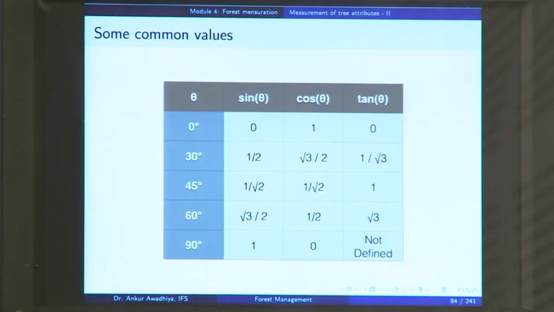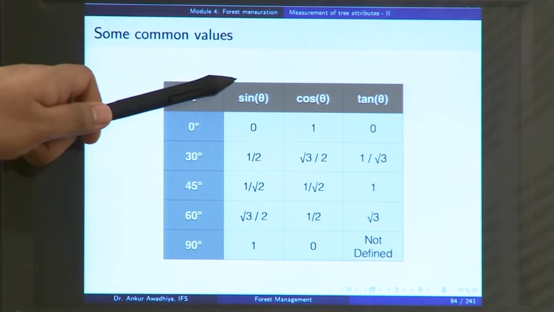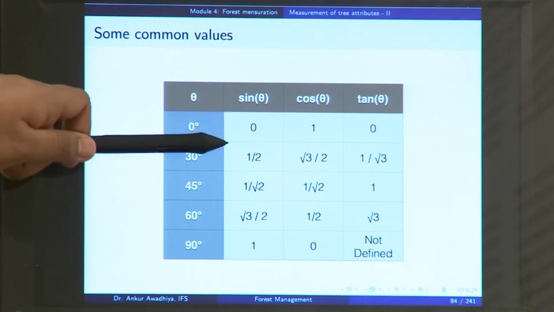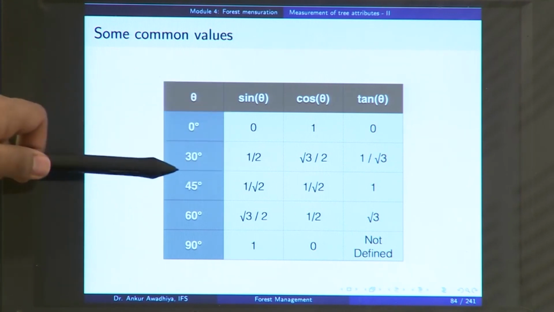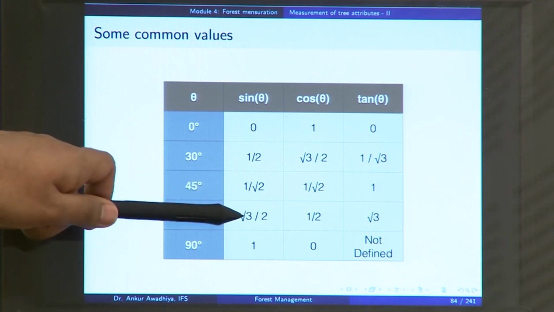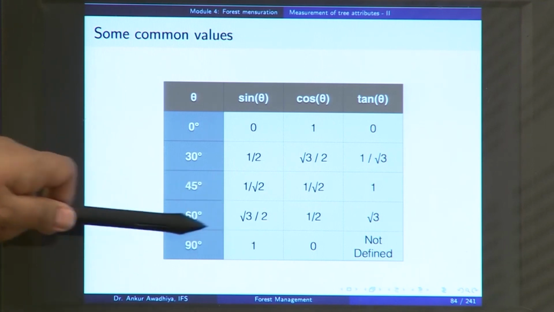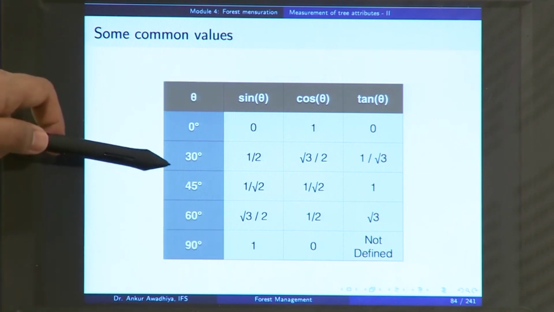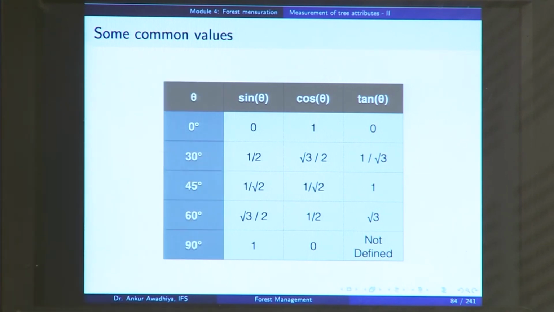Now, the common values that you will generally use are these. In the case of sin theta, for 0 degrees it is 0, half for 30 degrees, 1 by root 2 for 45 degrees, root 3 by 2 for 60 degrees, and the value of 1 for 90 degrees. So, sin 90 degrees is 1, sin 45 degrees is 1 by root 2, and so on.